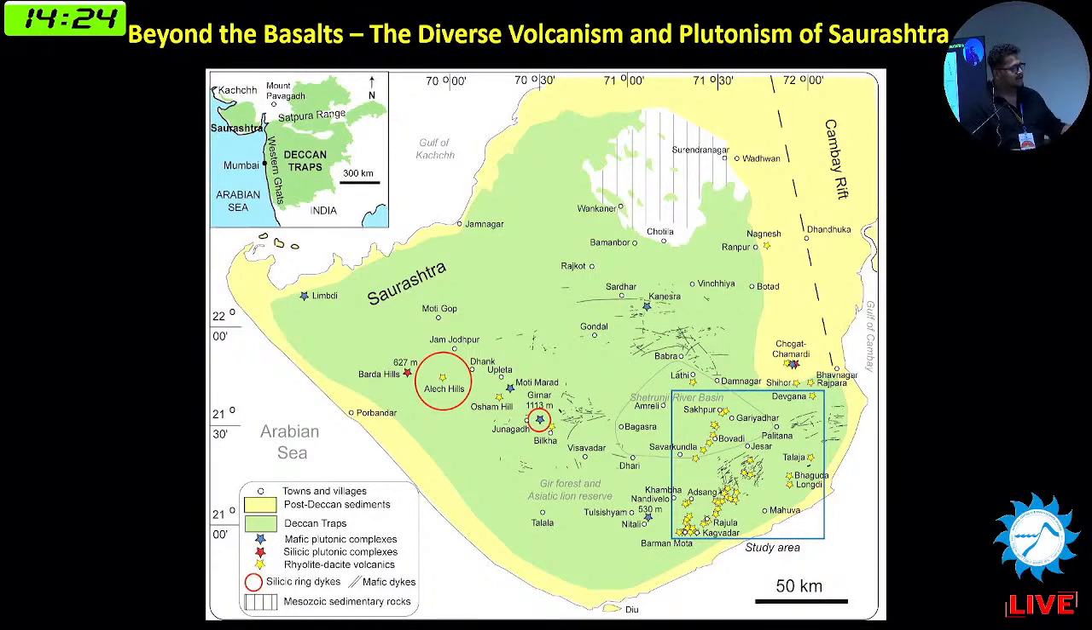The current study focuses on the area in the southeastern part of Saurashtra, around the towns of Rajula, Savarkundla, Garyadhar, and Talaja, covering roughly 7,000 square kilometers, where the area is mostly flat and low-lying, occupied by basaltic lavas, which are overlain by recent alluvium deposits.